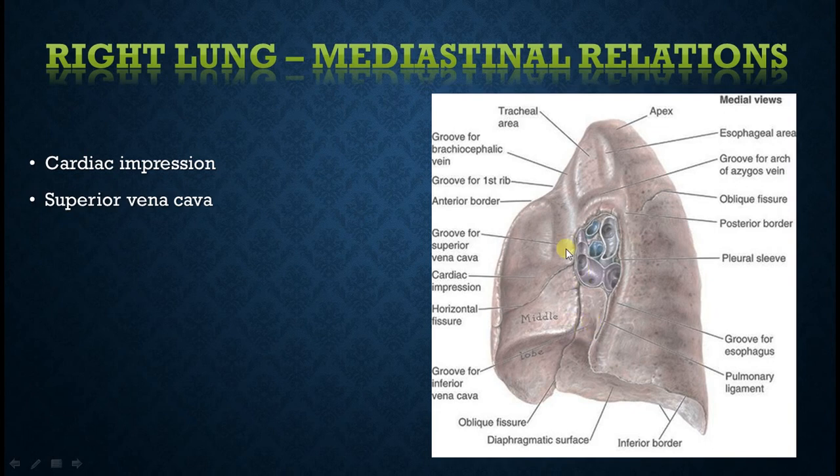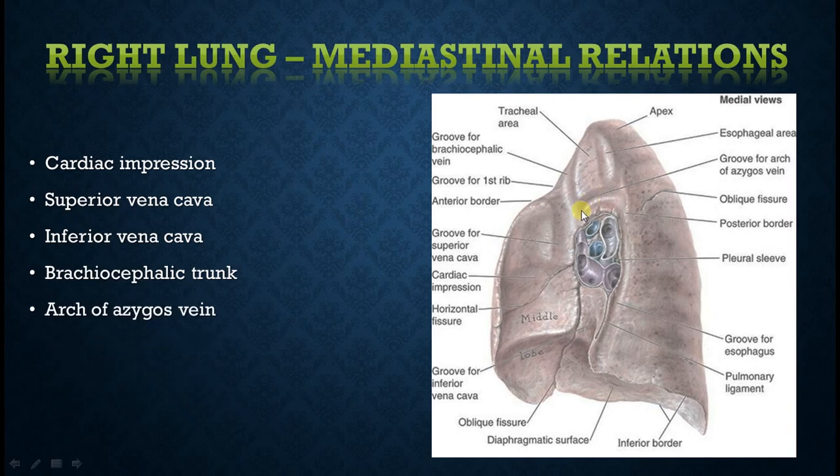So only a very small impression, the groove for the inferior vena cava, is seen. Now above the cardiac impression, in front of the hilum, you see the groove for the superior vena cava, and this groove continues for the right brachiocephalic vein. Arching above the right lung is the arch of Azygos vein. The Azygos vein comes and opens into the superior vena cava. You are able to understand that?